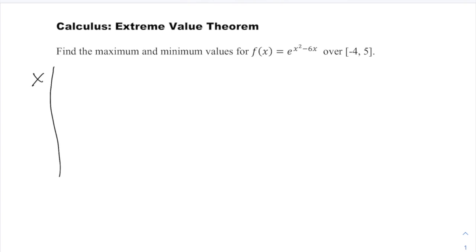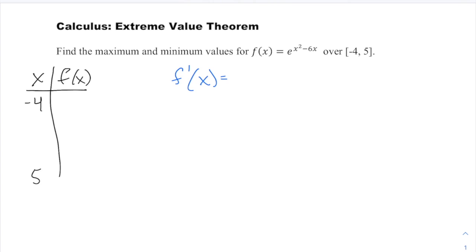So we employ what we call the candidates test here, and the candidates for the absolute max and min are the endpoints, -4 and 5. Some people like to plug those in right away, totally up to you. And the other candidates are the critical points, if there are any. So we get that from the derivative.